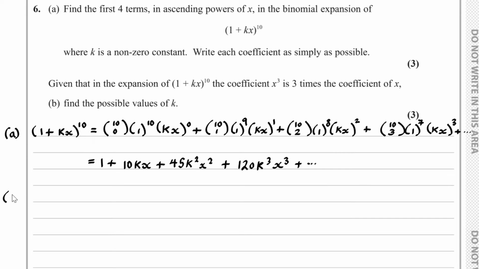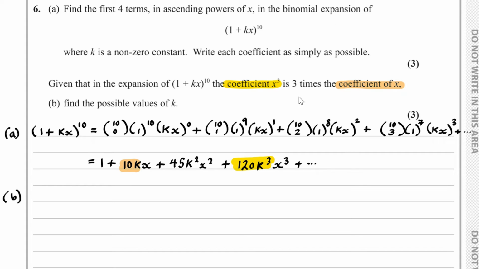Now for part B of the question, given that in the expansion of (1 + kx) to the power of 10, the coefficient of x cubed is 3 times the coefficient of x, we have to find the possible values of k. Remember, if k is a number, the coefficient of x cubed, that's 120k cubed. And the coefficient of x, the number in front of the x, that's 10k.